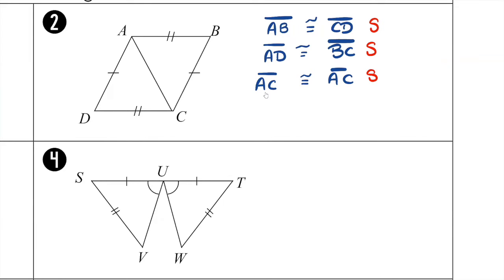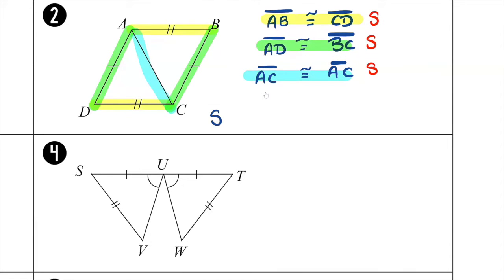So have we shown congruence? I guess we can go back and highlight a little bit, right? So we've got our yellow, AB and CD. We've got our green, AD and BC. And we've got our blue, which is that shared side. Do we have enough information to prove congruence? Yes. Based on which postulate? Side, side, side. Our theorem, sorry.